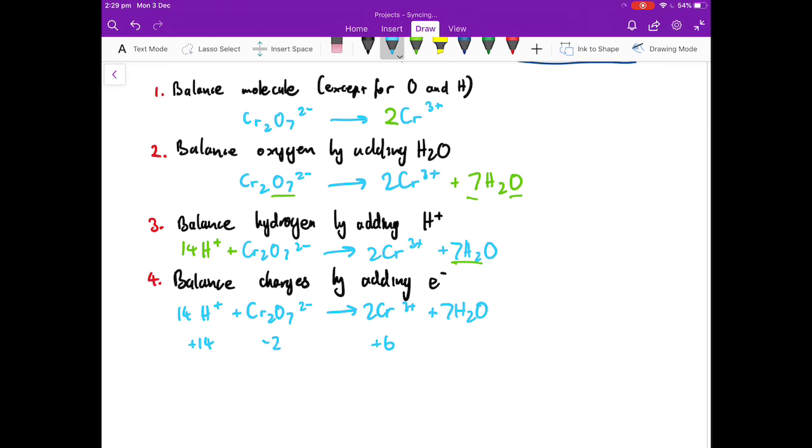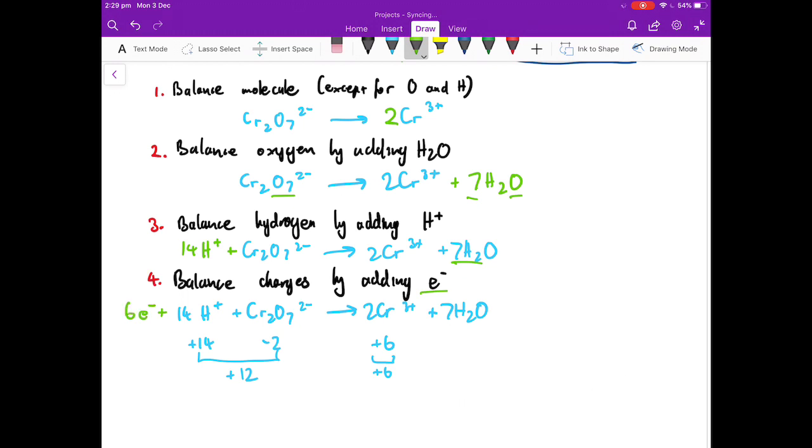If we take a look at the charges on both sides, we can see that we've got a positive 12 on this side and a positive 6 on this side. So we're going to have to balance these out by adding e minus. As you can see, e minus is a charge of -1. So we need to add e minus to our left-hand side, and we'll be adding 6.